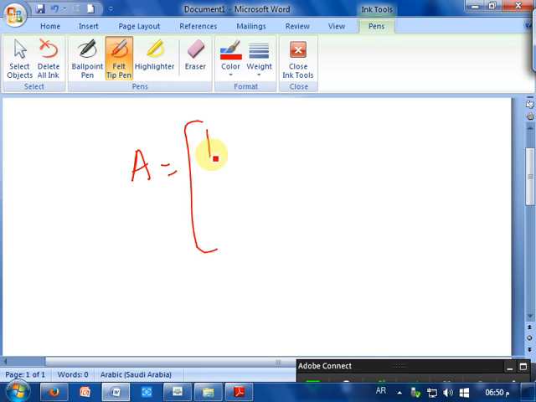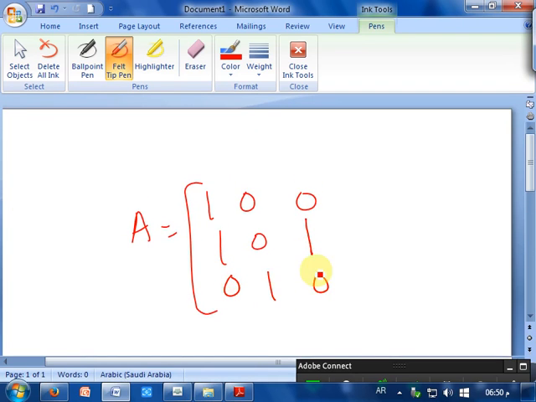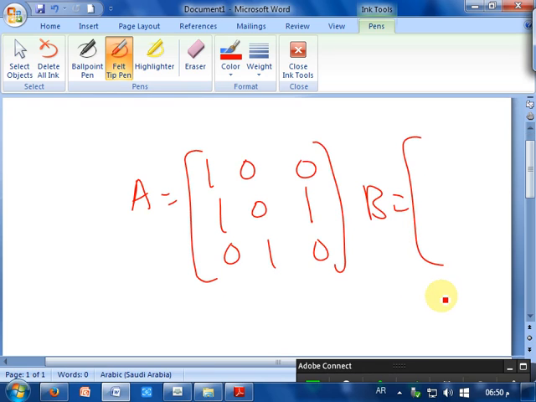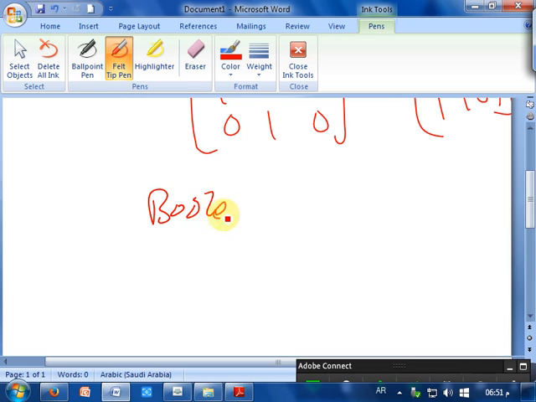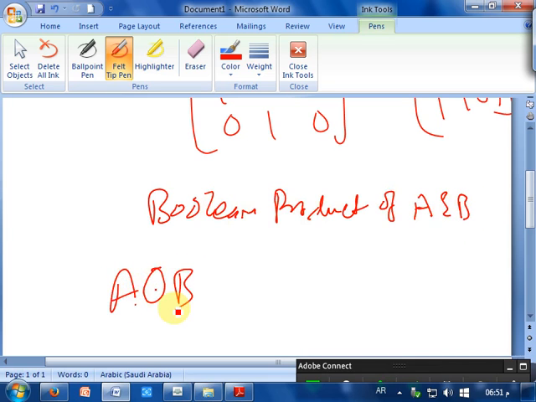A is 100, 101, 010. And what is B? 0110, 0010, 1101. Only this? Okay. So these are two matrices. It wants the Boolean product of A and B. That is A into B, multiplication.